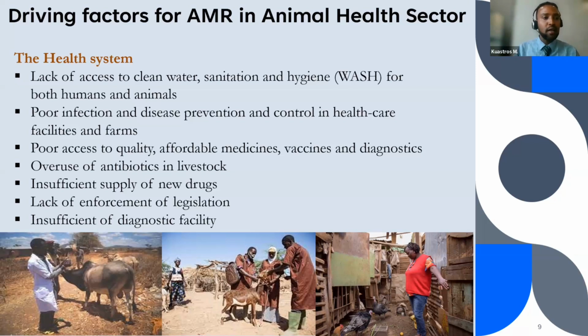So let's see some of the health system factors that could be considered as driving factors. For example, WASH or sanitation. This is one of the most important factors that drive AMR in both humans and animals. And also poor IPC, or poor infection prevention and control, particularly in healthcare facilities and also on farms. Access to affordable, quality medicine, vaccines and diagnostics in both the livestock sector and the human health sector is also a driving factor.